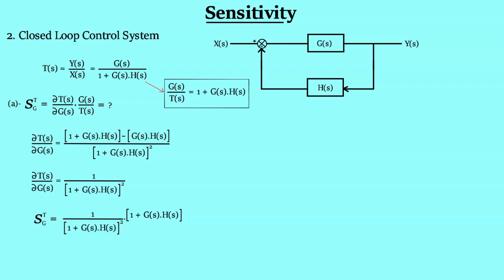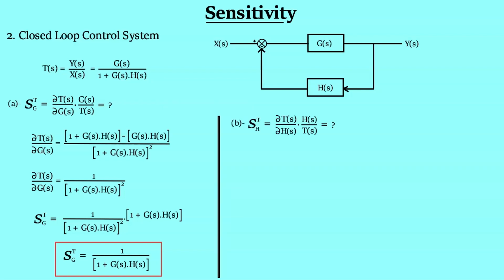Now we have to simply multiply the partial derivative term into the ratio of feed-forward function divided by transfer function, by doing which we will get the sensitivity of transfer function with respect to feed-forward function to be equal to 1 divided by 1 plus feed-forward system multiplied by feedback system.